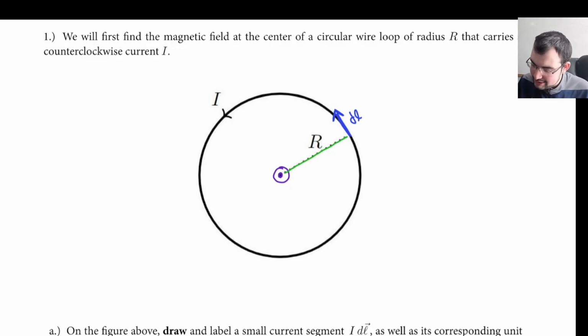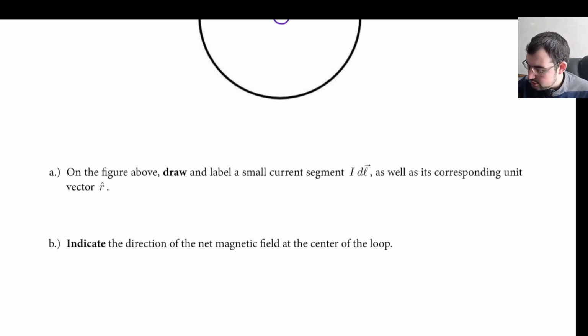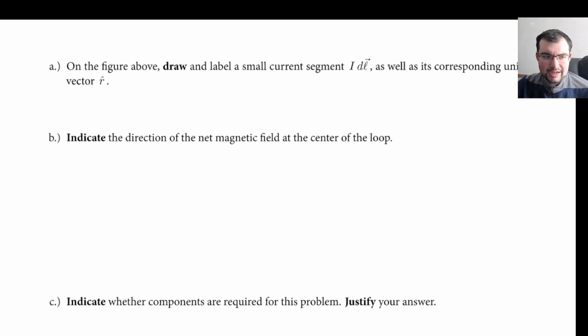This is going to be our R. And notice that we do have something very nice happening because this is a circle. One thing that makes the circular loop really nice is that this theta, which is by definition between our current segment and our radius, is 90 degrees. So what is the direction of the magnetic field at the center of the loop?